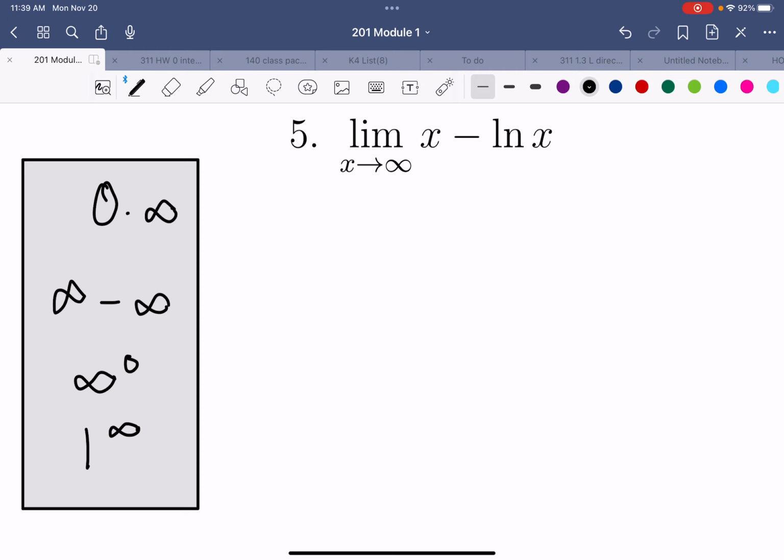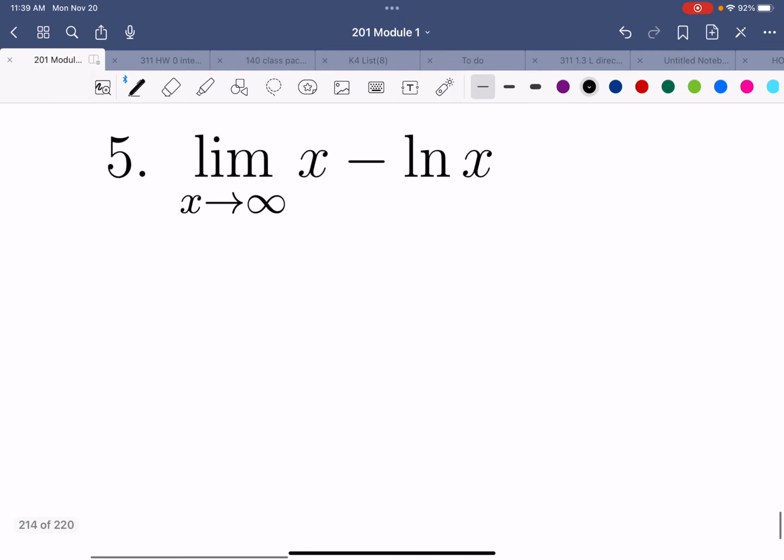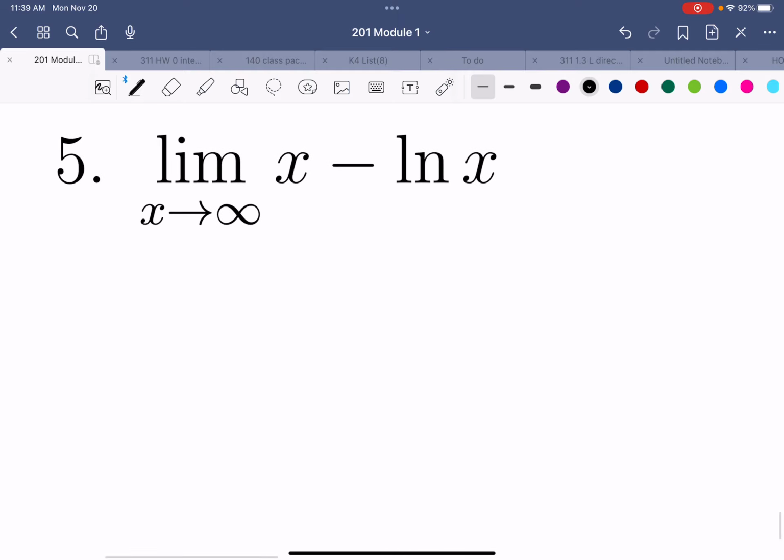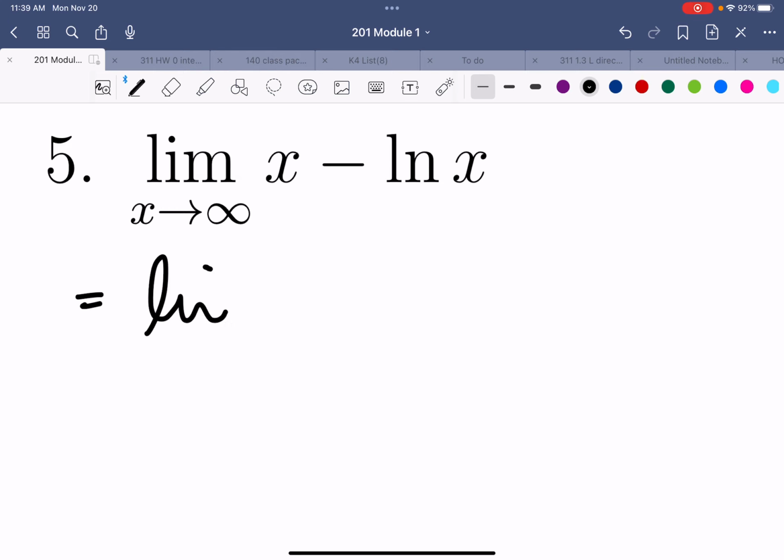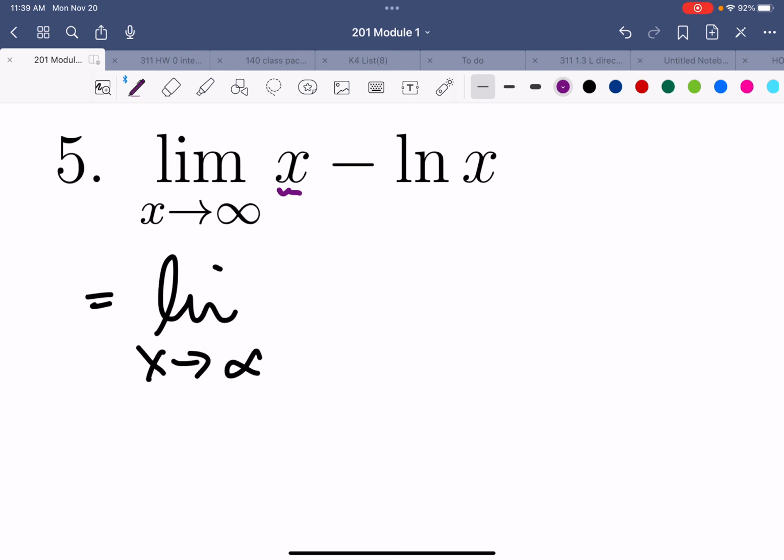This one happens to be the infinity minus infinity type, because when you plug in infinity to x and to ln x, you get two infinities, and you're subtracting. How you handle this is you're going to force factor something out. So this is the limit as x goes to infinity, and there's an x here. There's not an x here, but I'm going to force it to be factored out. So I'm going to move this x out front. When I take it out of the x, that's 1.